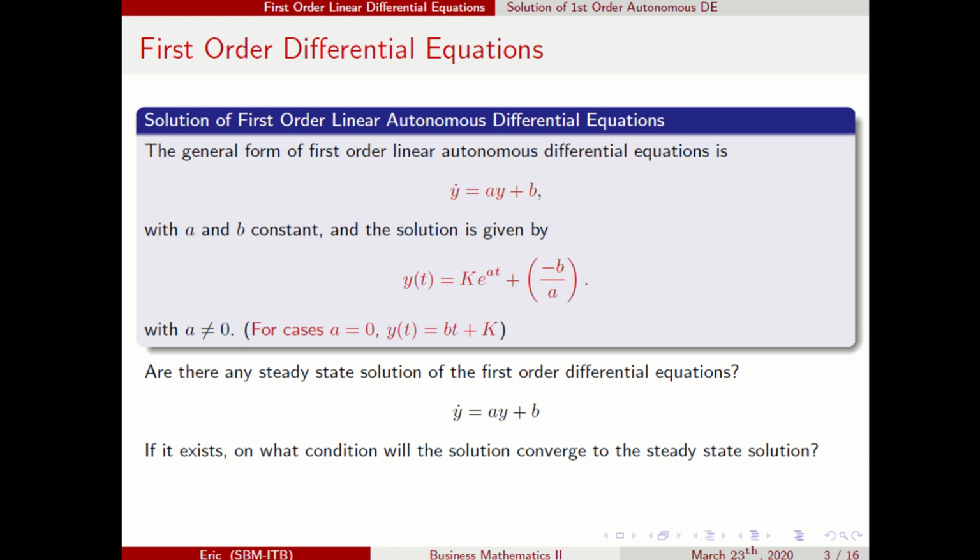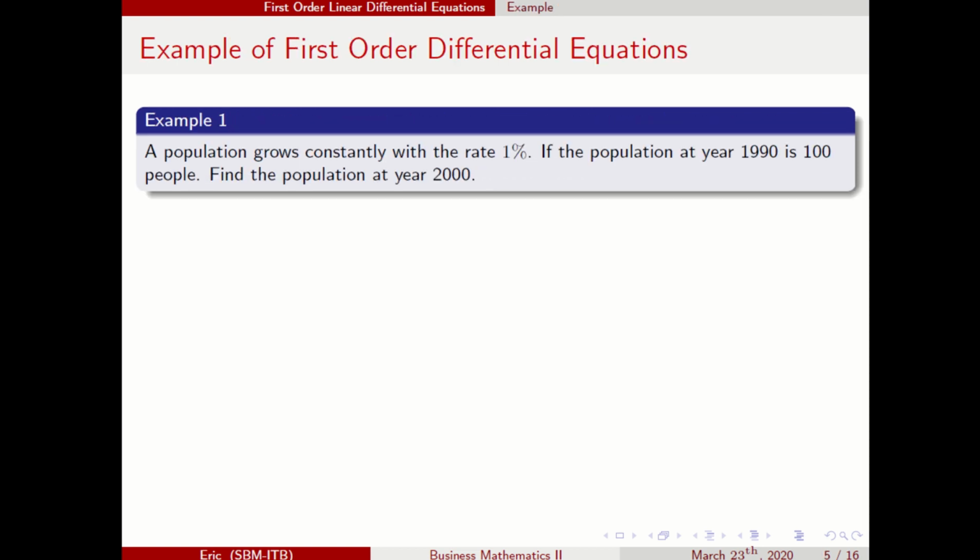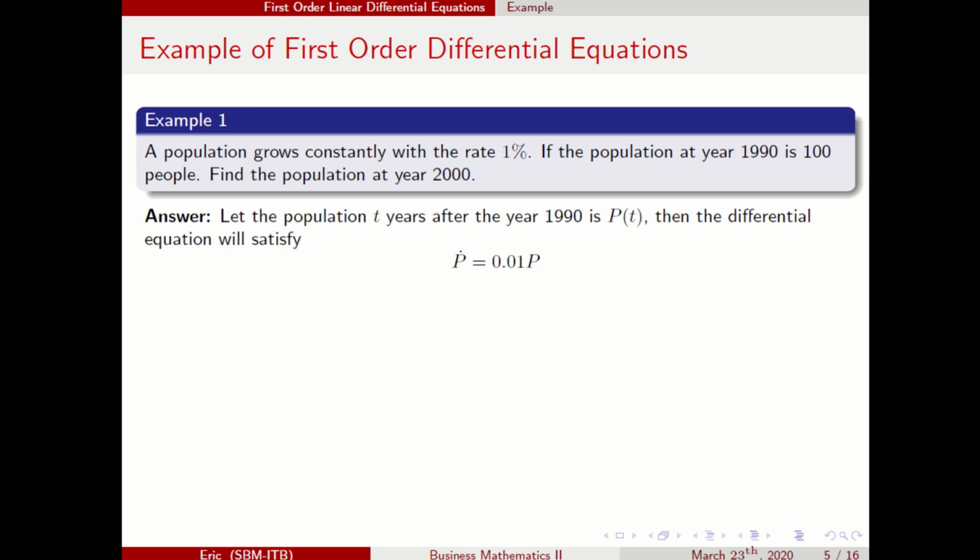So it will converge to the steady state solution when a is negative. When a is positive, it won't converge or diverge from the steady state solution minus b over a. So this is an example. A population grows constantly with the rate 1%. If the population at year 1990 is 100, find the population at year 2000.